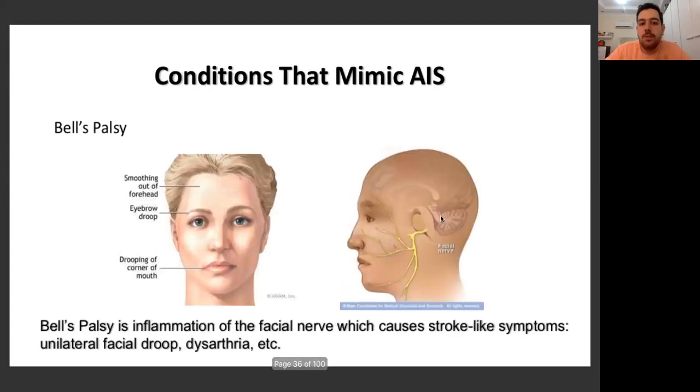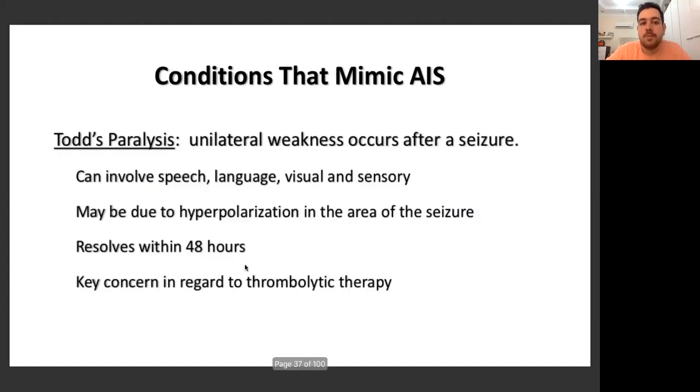So Bell's palsy, because it presents with signs of face weakness, there will be a drooping of the angle of the mouth and you can think that this is a stroke. Well, this is just a Bell's palsy, which is a very common condition and it resolves by itself most of the time. It's just a facial paralysis, facial nerve paralysis.